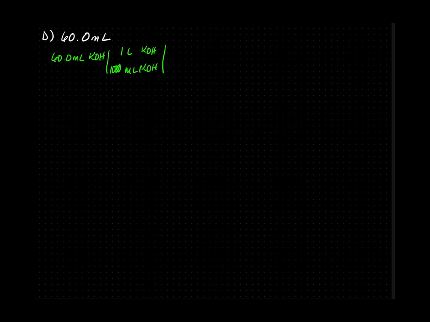And the molarity of KOH was given as 0.1 moles per 1 liter. That becomes a conversion factor. And doing your math, you'll get 0.00600 moles of KOH. The acid that we have is going to be the same. It still is going to have 0.00800 moles because we did not add more acid.